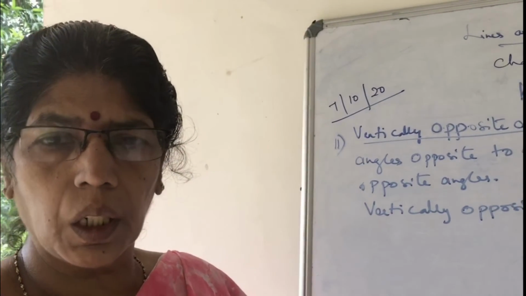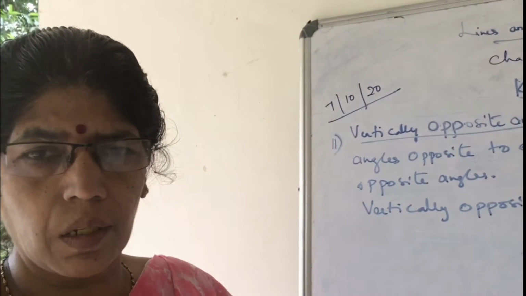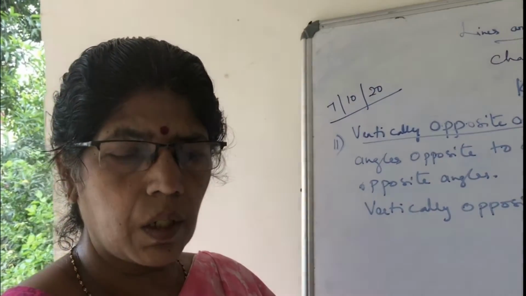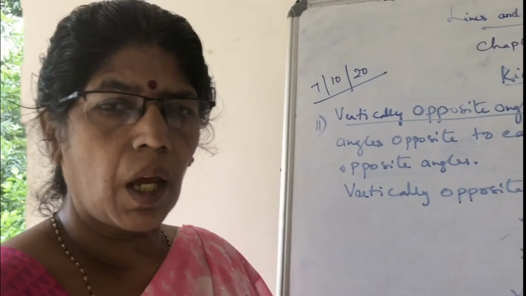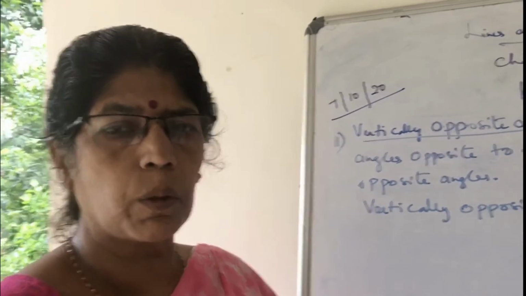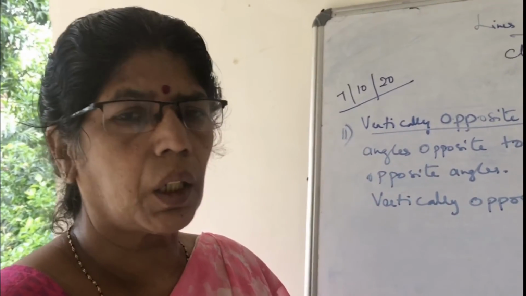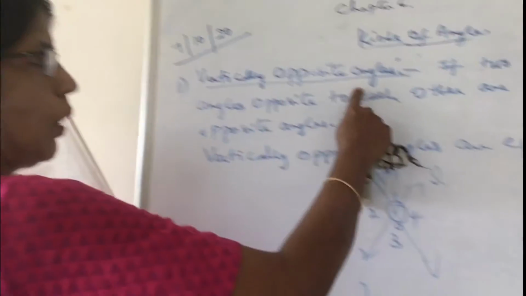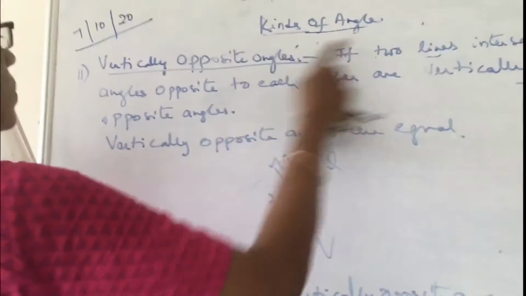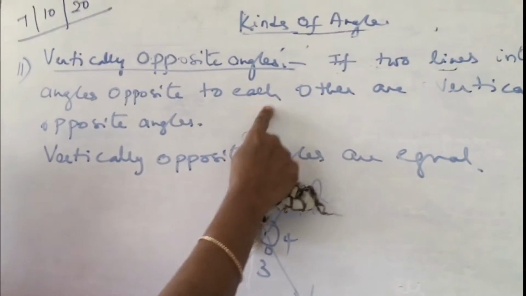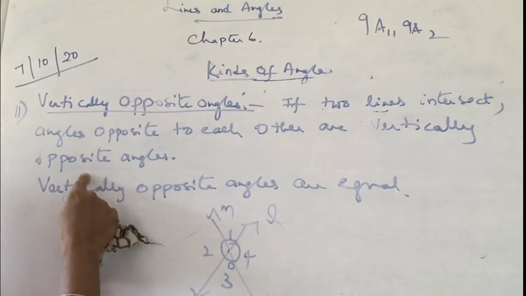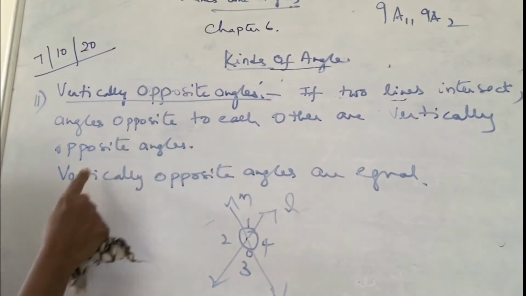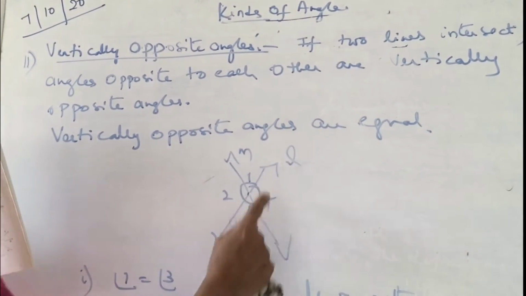vertically opposite angles. When two lines intersect, opposite angles are called vertically opposite angles, and vertically opposite angles are equal. If two lines intersect, angles opposite to each other are vertically opposite angles, and vertically opposite angles are equal.